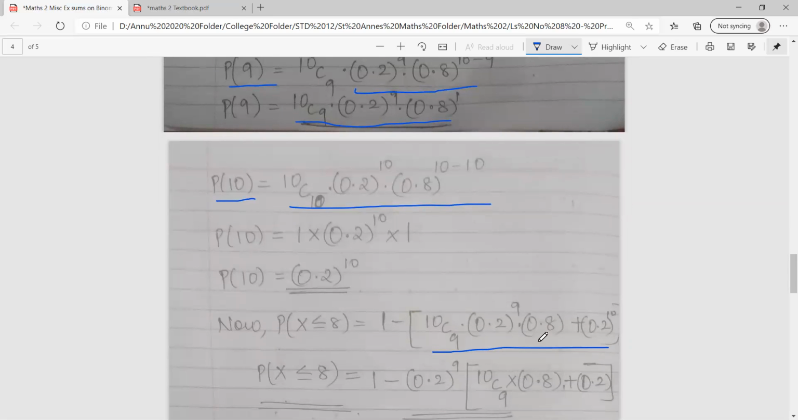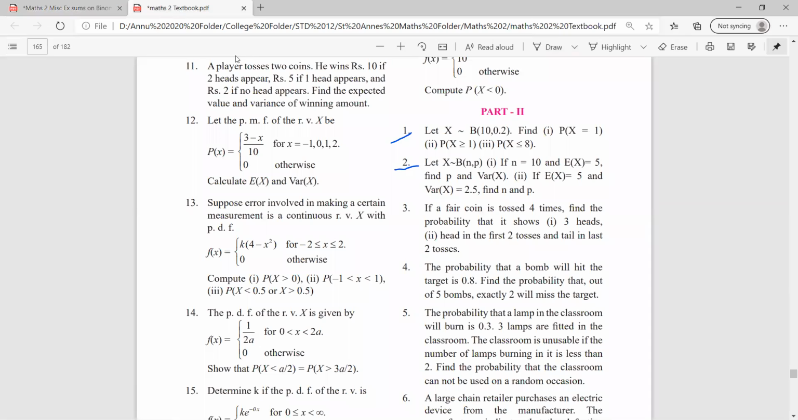So I have taken 0.2 raised to 9 as common, and the remaining numbers are 10C9 into 0.8 plus 1 into 0.2 remains inside. So in this way, I have calculated the first sum of binomial. So I hope the sum is clear to your class. Moving on to the next sum.